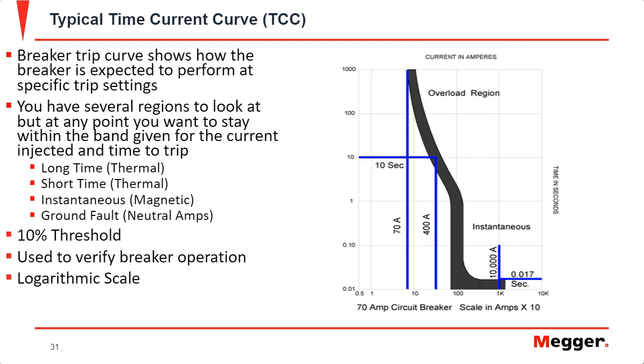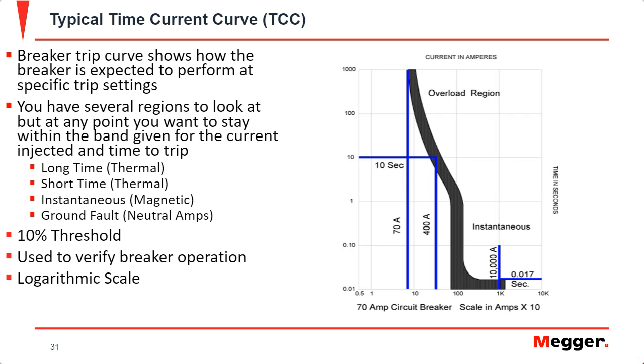Now you'll see here we put 10% threshold. That's just a rule of thumb. So what we mean by that is you'll see on the trip curve, you have an upper band and a lower band. So depending on what those limits are, it can be plus or minus 10%, or it can be higher than that or lower than that. It's all going to depend on the breaker manufacturer and then what it says in that actual breaker manual for that trip curve.